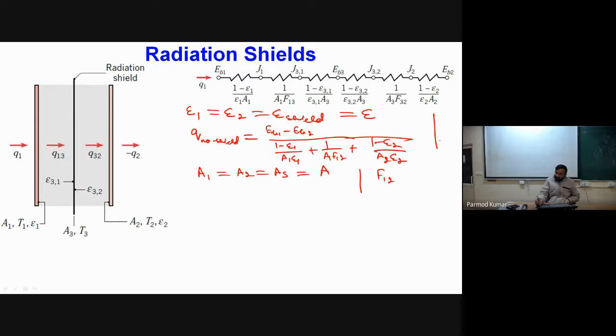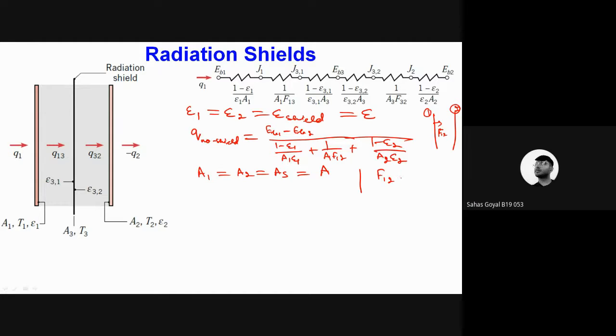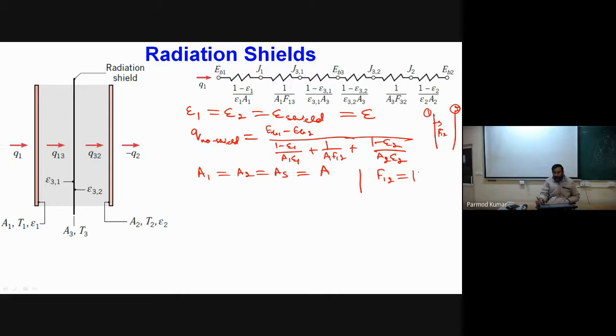Say if I don't have any shield, two plates of infinite length are there. What will be view factor from 1 to 2? Please tell me. From the inspection, sir, 1. F1 to 2 will be 1.